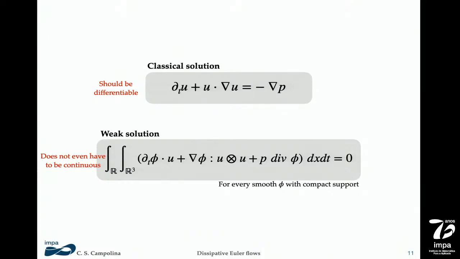This is the formulation we have to give sense to low regularity solutions of the Euler equations. They are called weak solutions. And from now on, we are going to talk only about weak solutions. Okay.